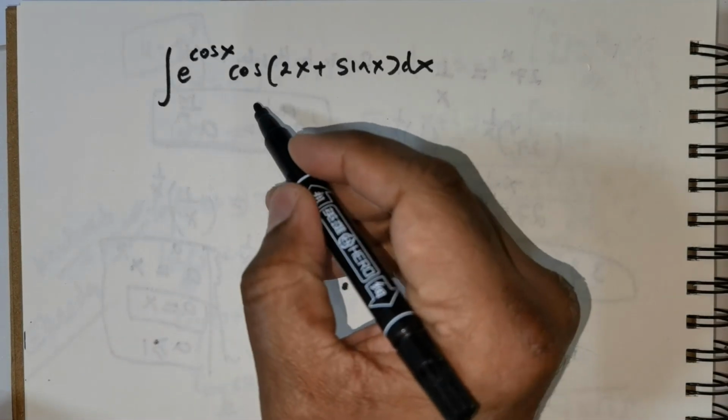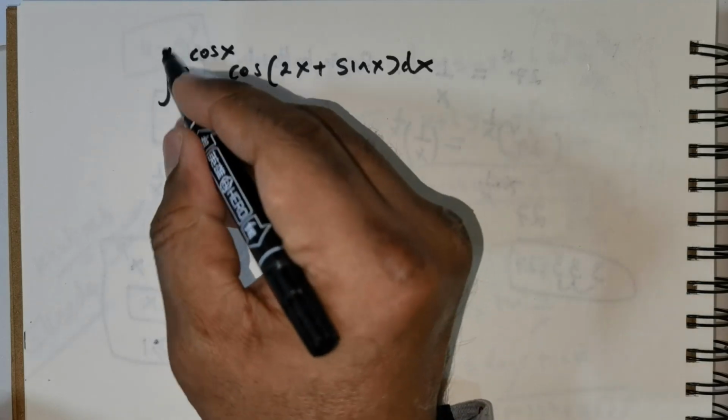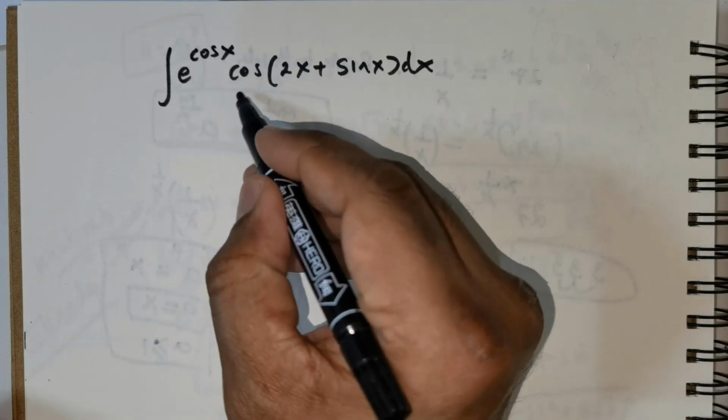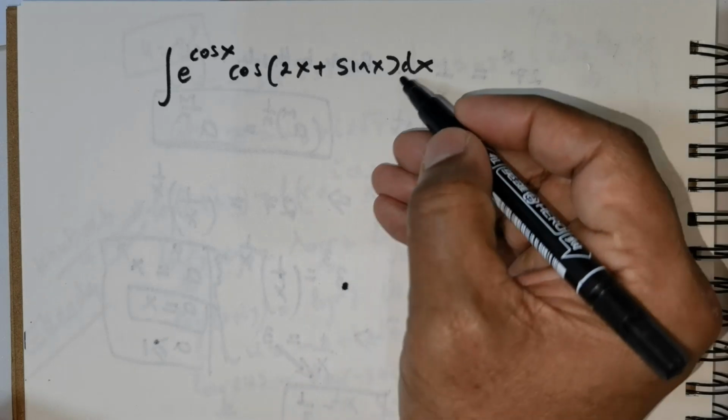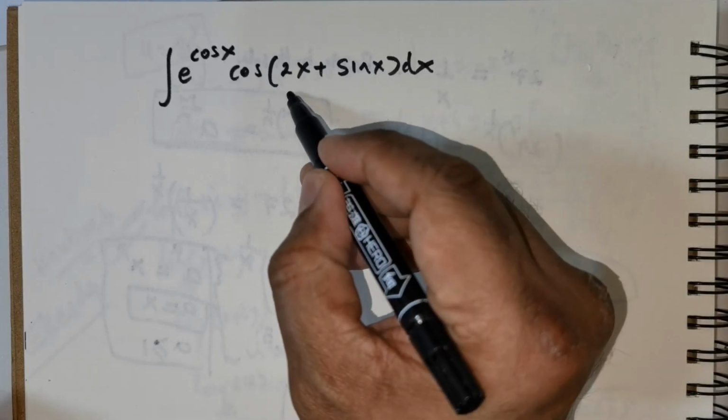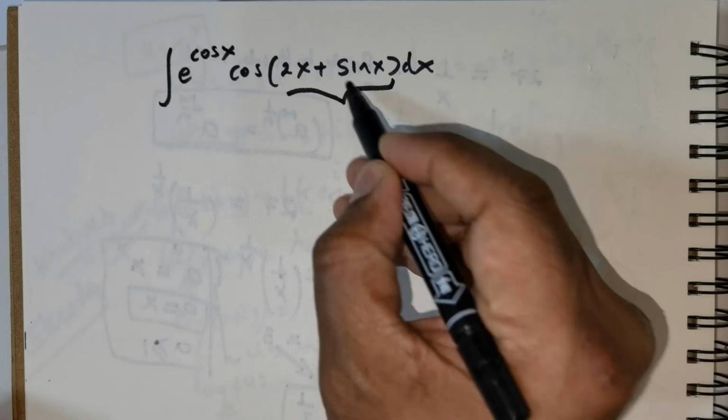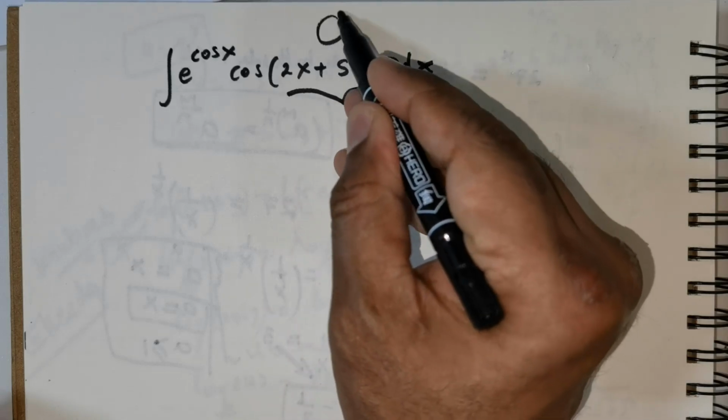In today's class we will learn how to integrate this question, integral e raised to the power of cos x times cos of 2x + sin x times dx. Now this quantity which you see is nothing but theta.